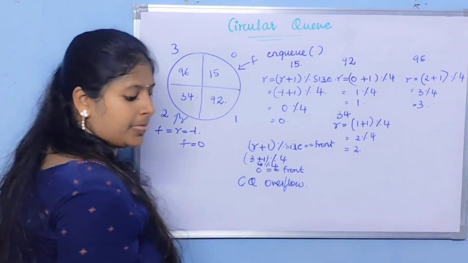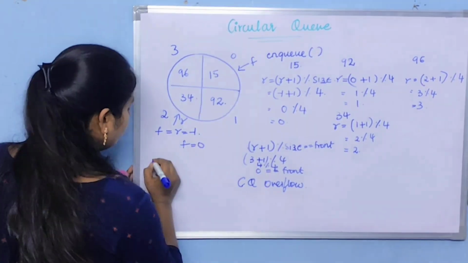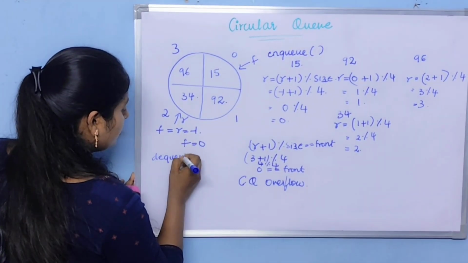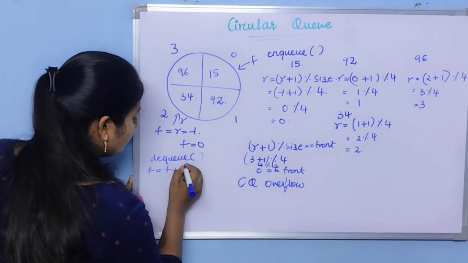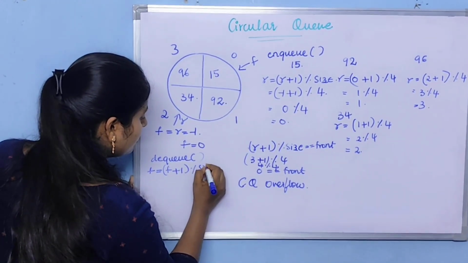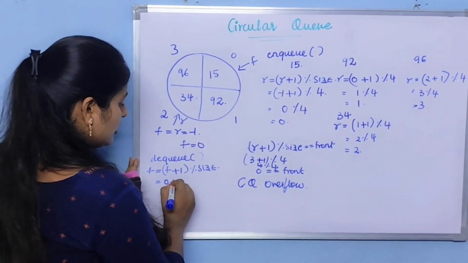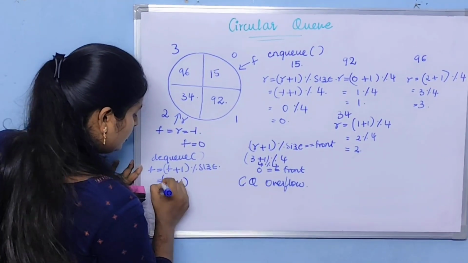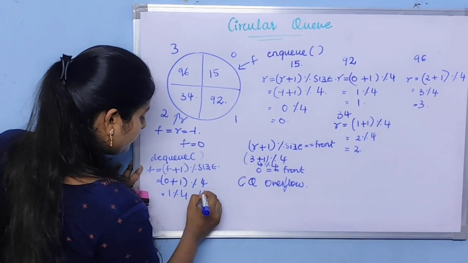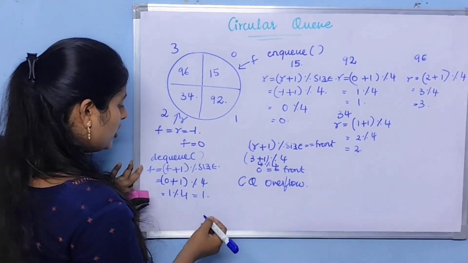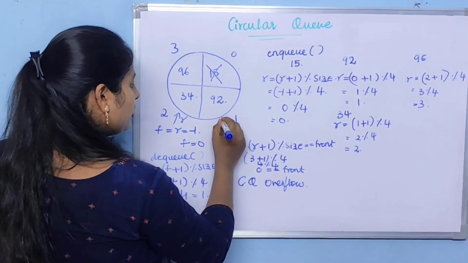Now we'll try to delete elements. So what is delete? DQ. Each time I DQ elements, front should be front plus 1 mod size. So what is my front right now? My front is 0 plus 1 mod 4. That is 1 mod 4 equals 1. So 15 gets deleted and my front value is updated to 1.